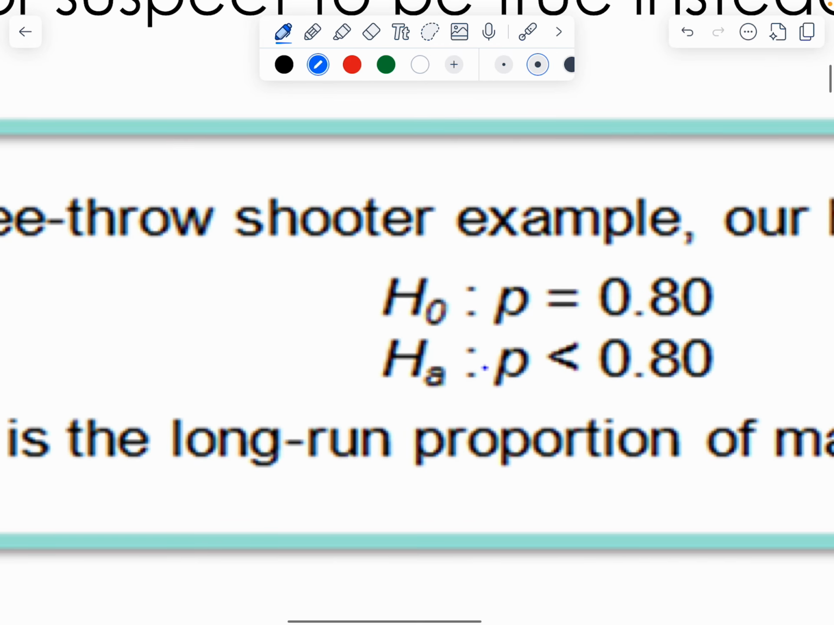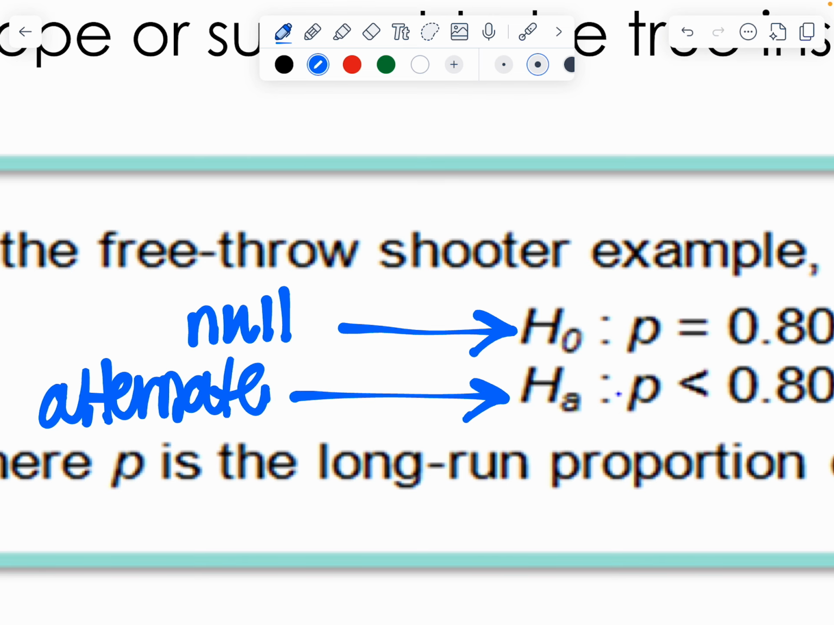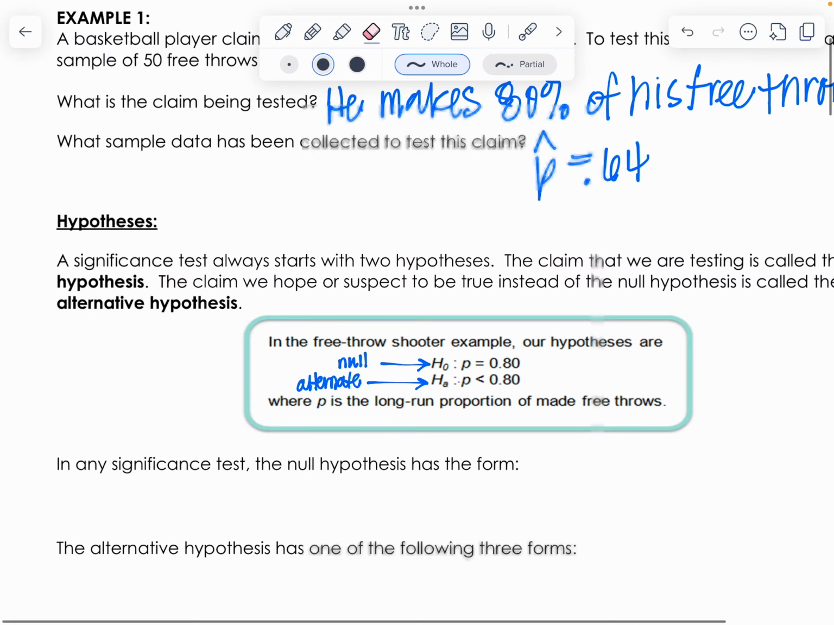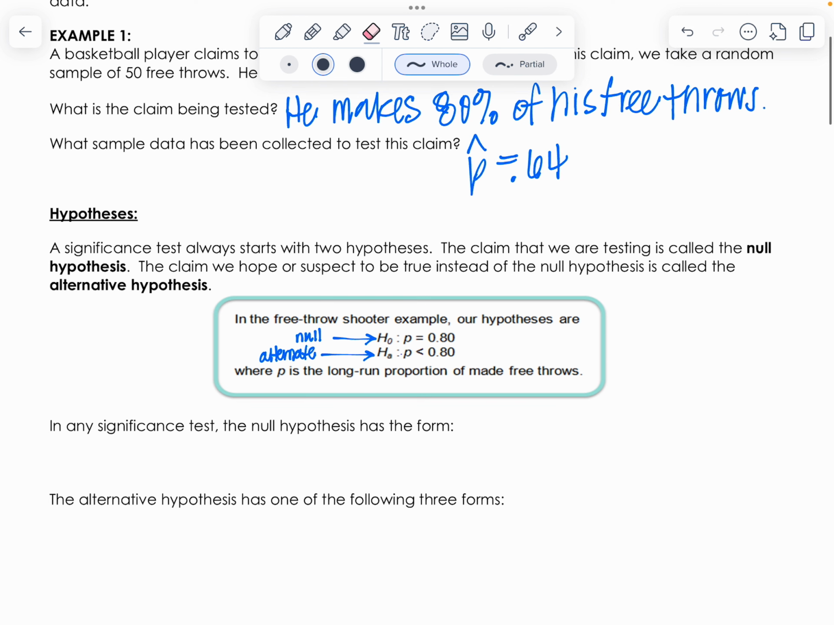So H0, this is always the null, and that is the claim, right? He claimed that p, his population percent for all of his free throws, is equal to 80%. Based on our evidence, we think that the alternate hypothesis, Ha, would be that p, the population percent of free throws, is less than 80%. So H0 and Ha are the null and the alternate hypotheses.